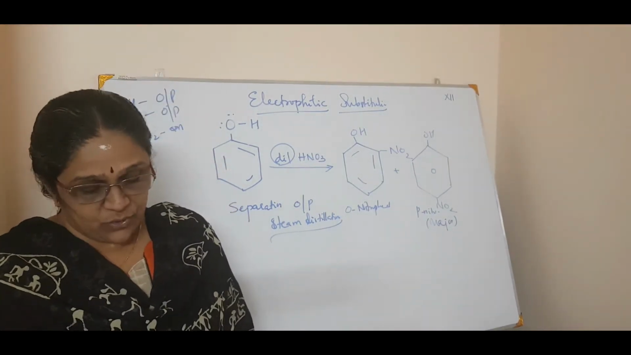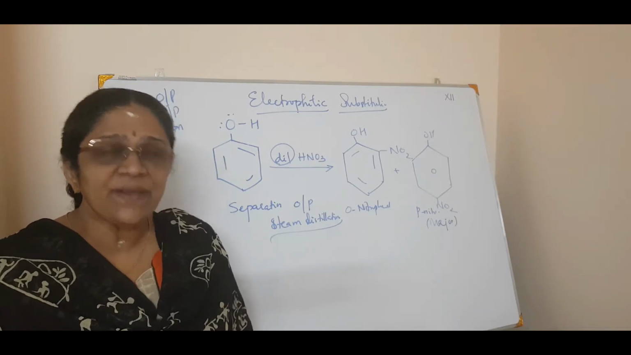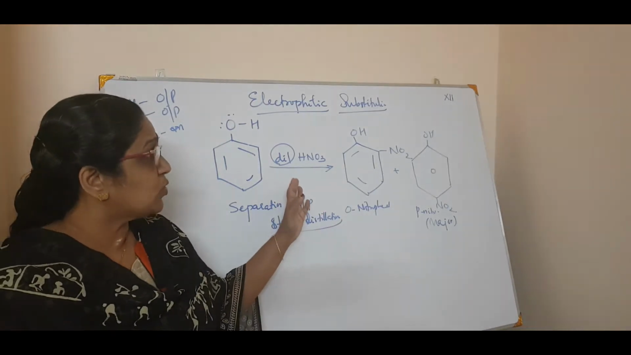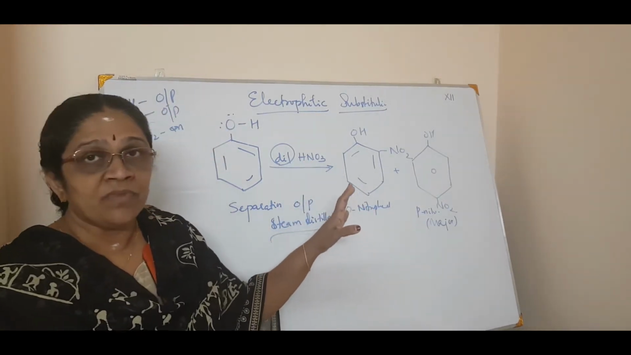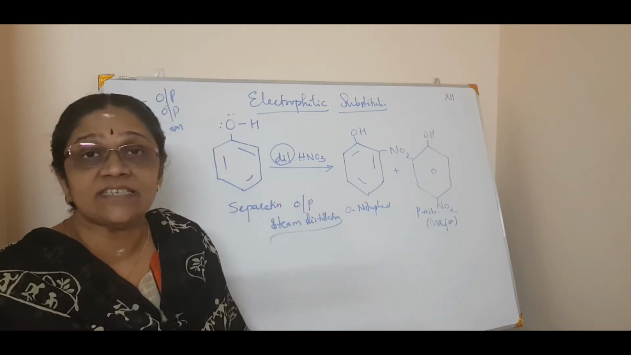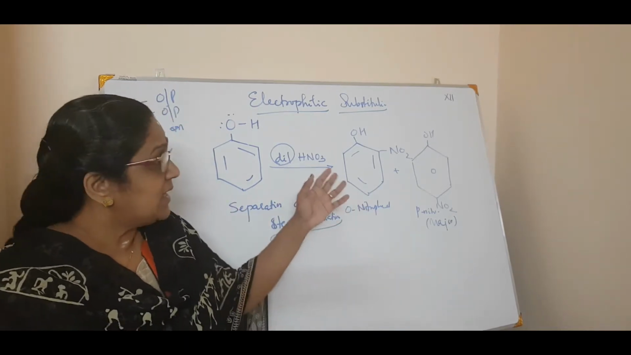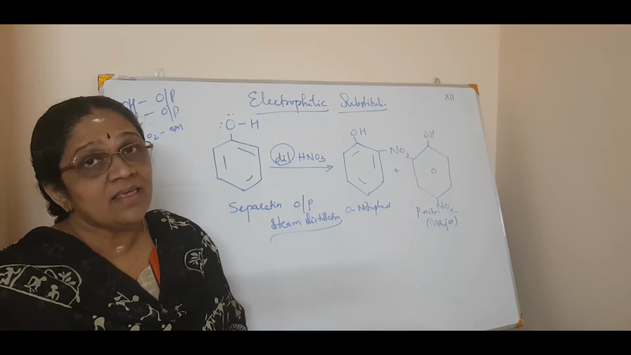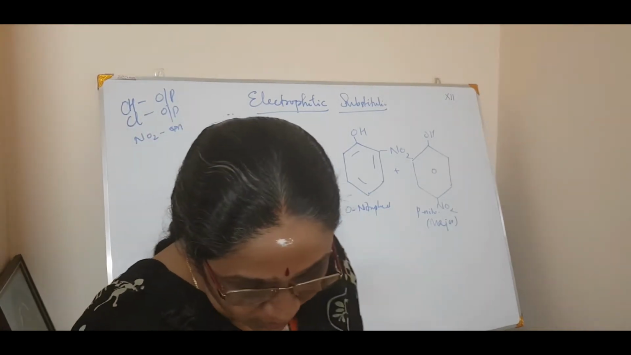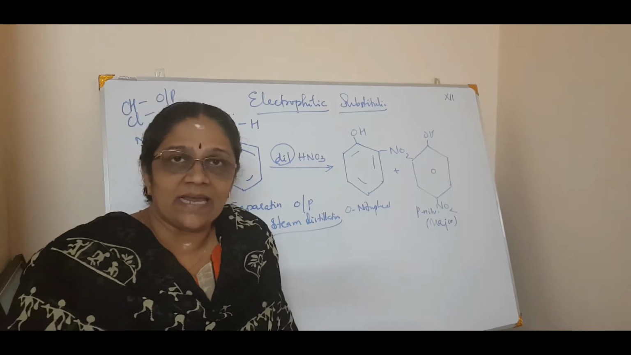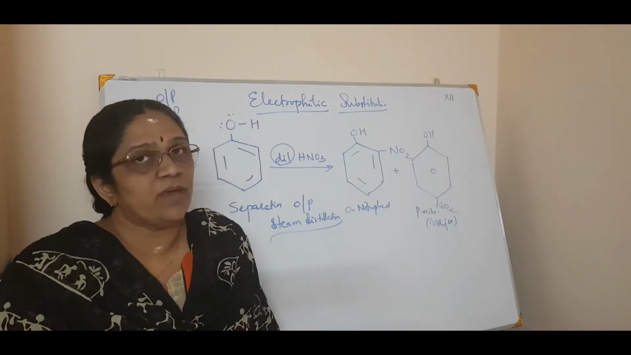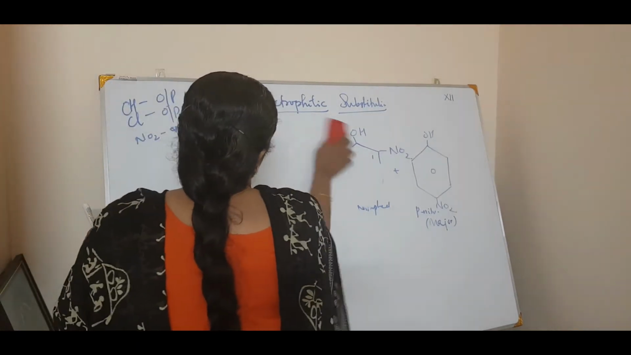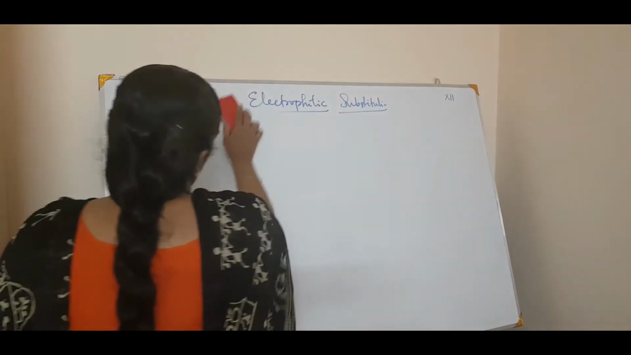Now, when does steam distillation apply? When two miscible liquids have a boiling point difference greater than 25 Kelvin. So this means that the ortho isomer and the para isomer have a difference in boiling point greater than 25. And normally, the ortho isomer is more volatile than the para isomer. It's a question: why is the ortho isomer more volatile than the para isomer? Now, we will see the reason behind it.